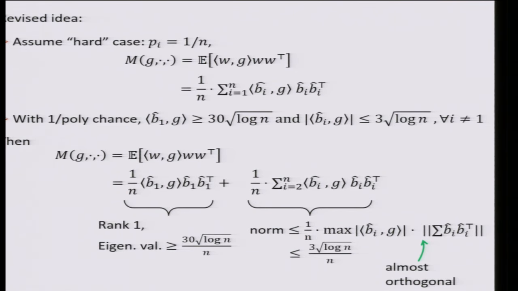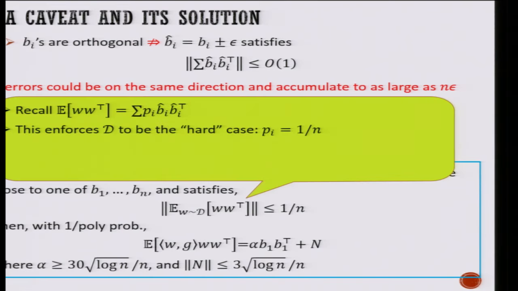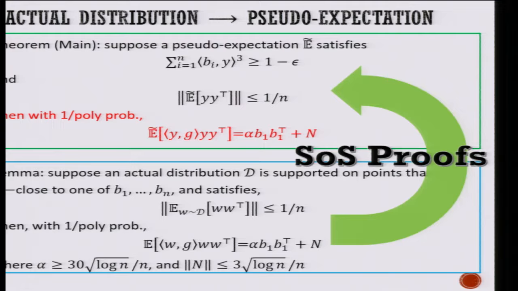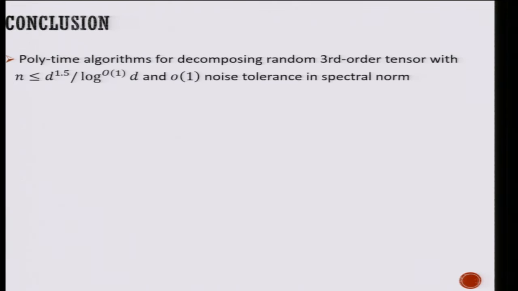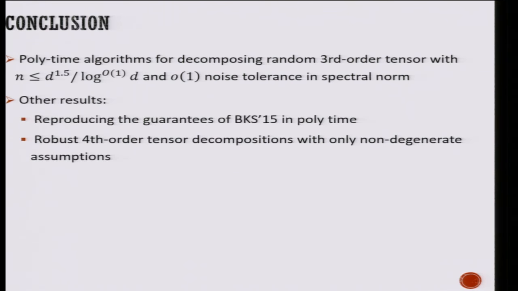All right, I guess I should stop soon. This is my last slide. We are done with the second part, so just a little summary. We proved that for n is d to the 1.5 and O(1) spectral norm noise, we can decompose third-order tensors. There are some other results in this paper. We can also reproduce the guarantees of BKS in polynomial time. BKS has a quasi-polynomial time algorithm for high-order tensor decomposition, and in the same setting we can do a polynomial time algorithm using almost the same idea. We also have a fourth-order tensor decomposition, which doesn't require random assumptions. It only requires some non-degenerate assumptions.